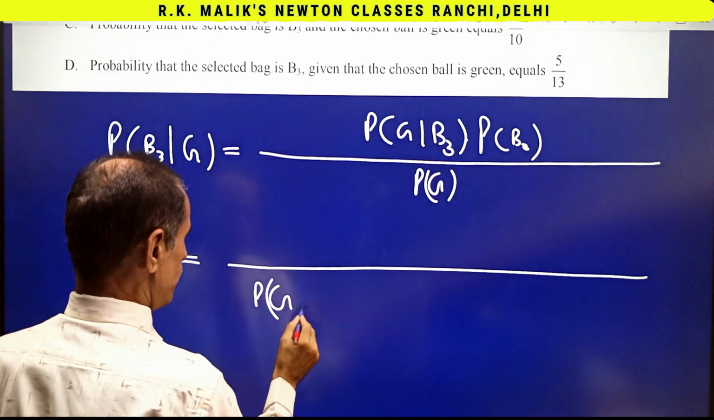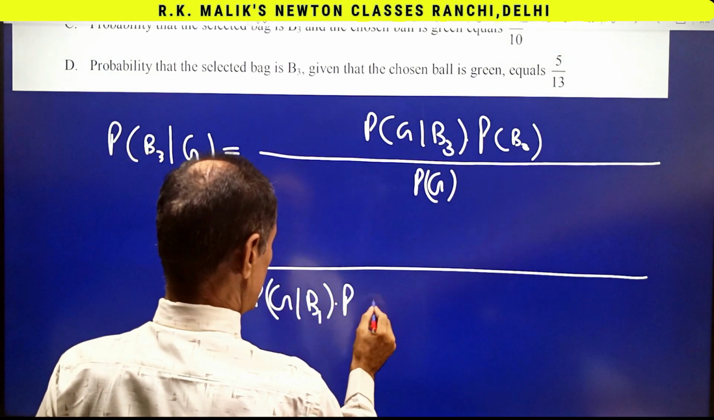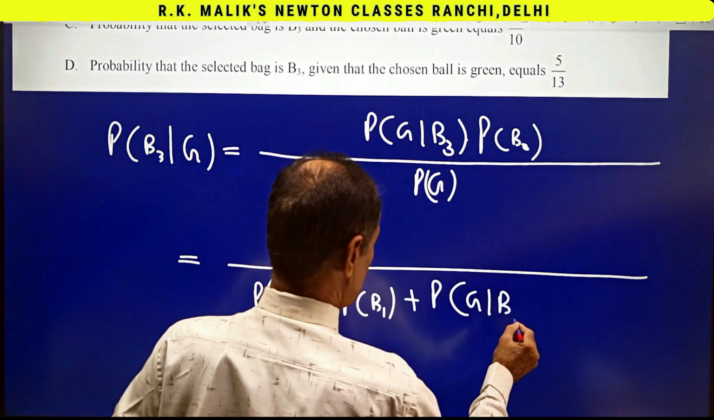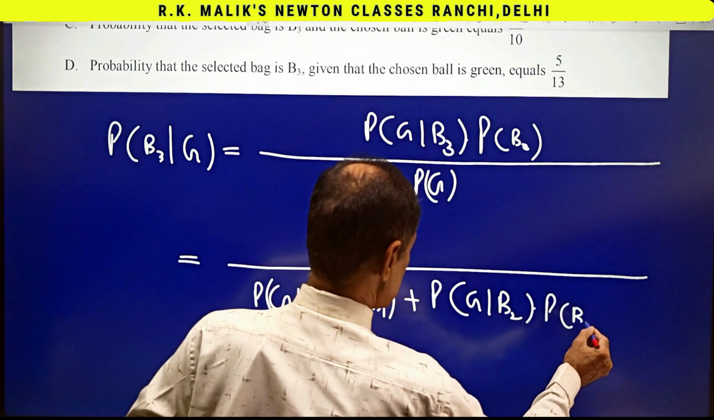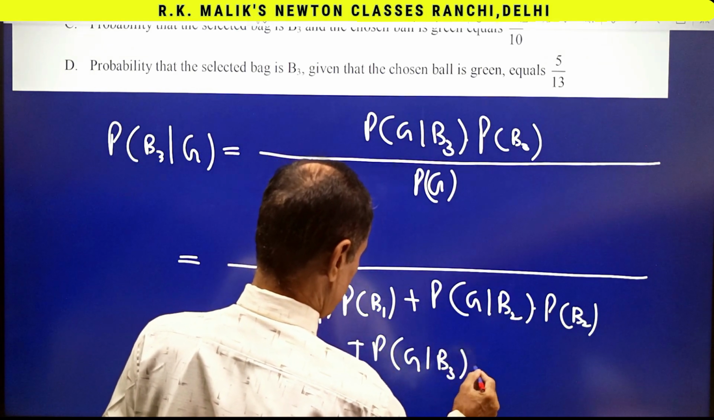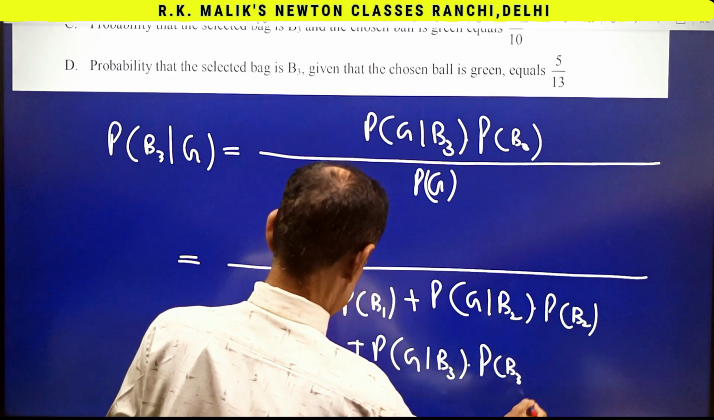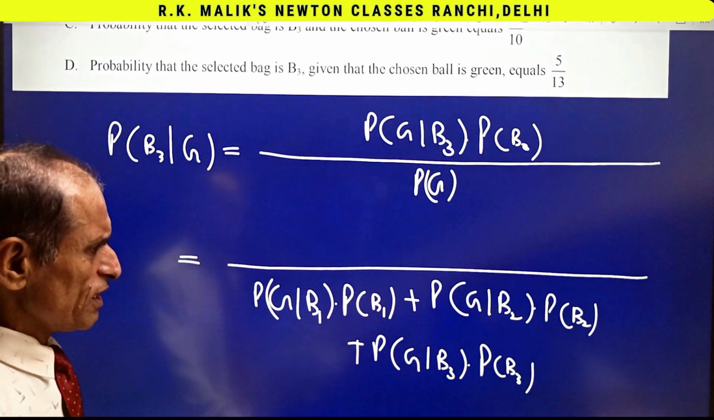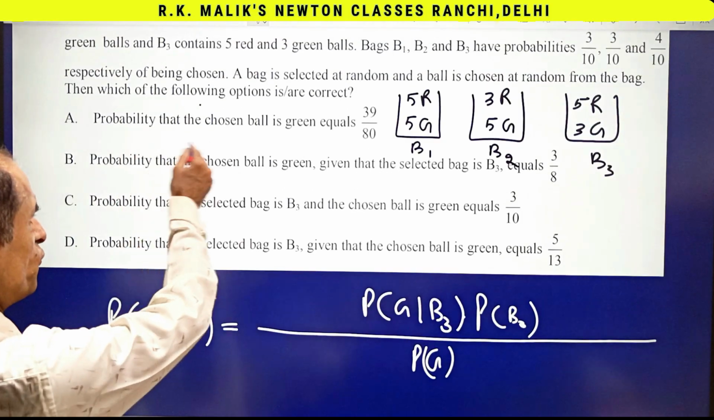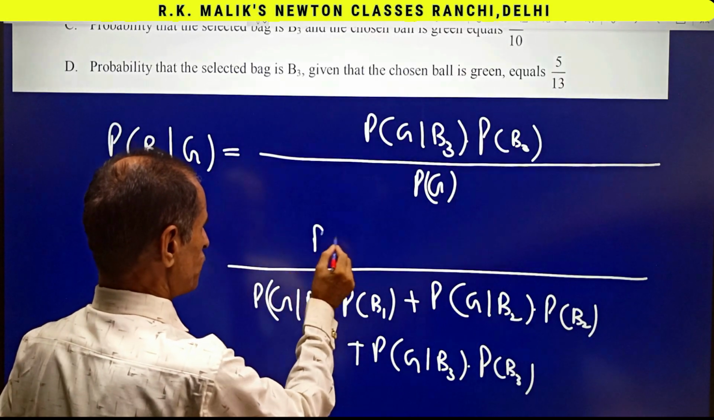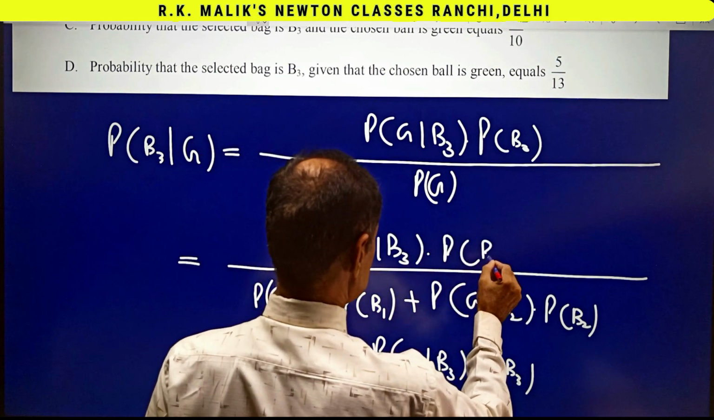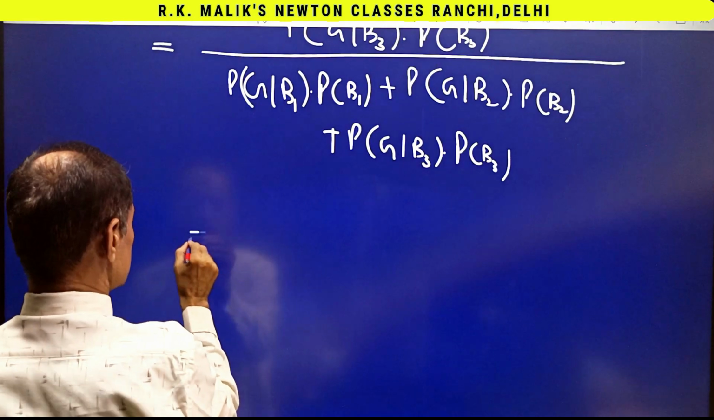Probability of G when B1 has already happened times the probability of B1, plus the probability of G when B2 has already happened times the probability of B2, plus the probability of G when B3 has already happened times the probability of B3. The denominator I have written just for more clarity. Otherwise, I know that this is equal to what I calculated in the first option. And the numerator is the probability of G when B3 has already happened times the probability of B3.